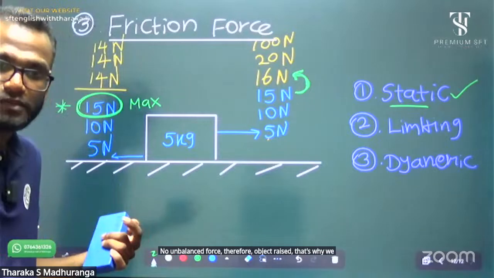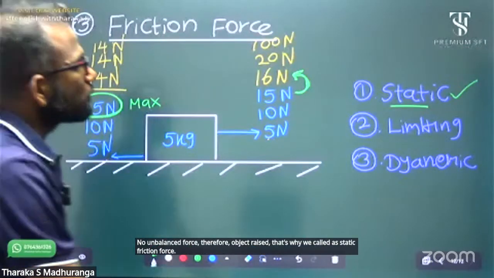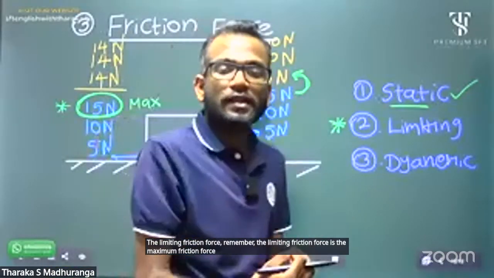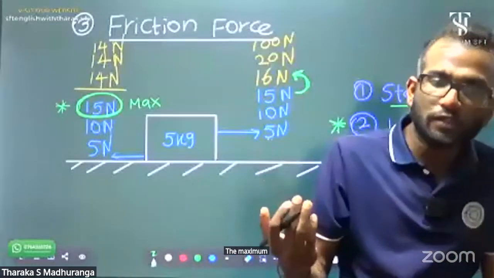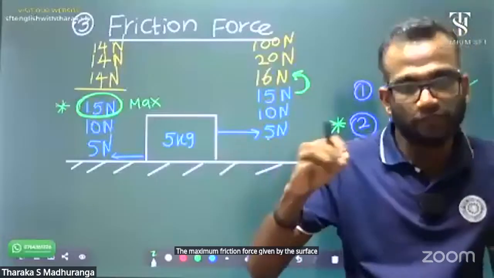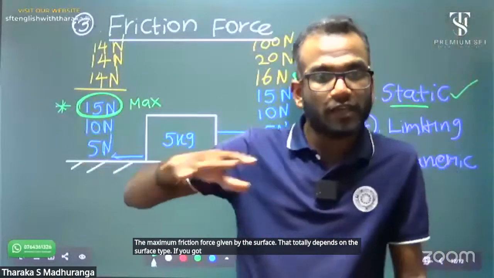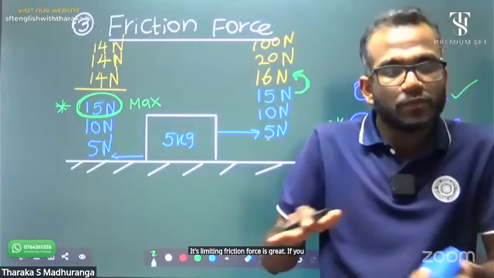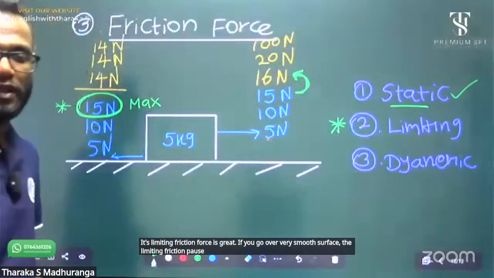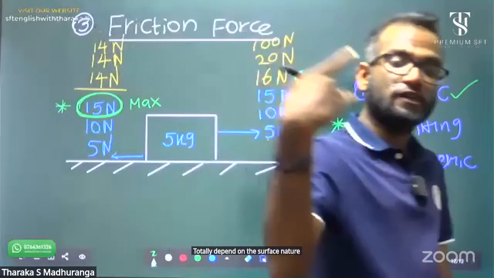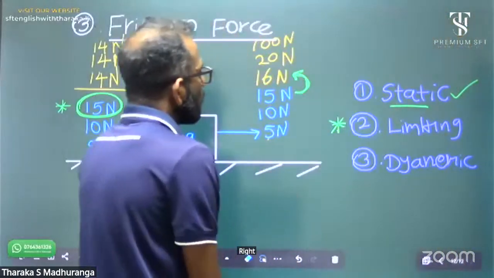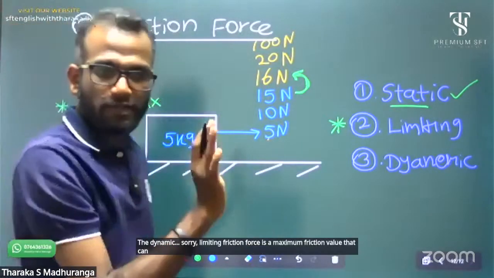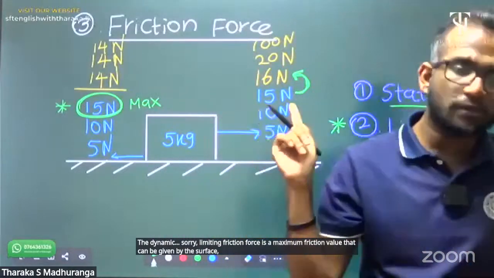The limiting friction force is the maximum friction force that can be given by the surface. That totally depends on the surface type. If you have a rough surface like concrete, its limiting friction force is greater. If you have tile or a very smooth surface, the limiting friction force is a very low value. It totally depends on the surface nature, which we will discuss in future parts. According to our example, 15 is the limiting friction force.